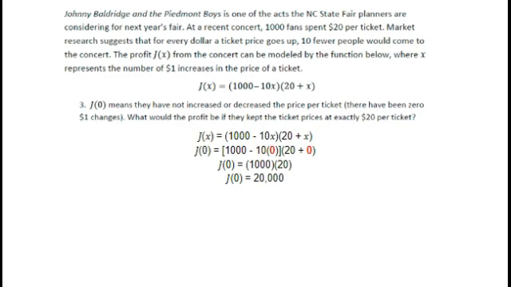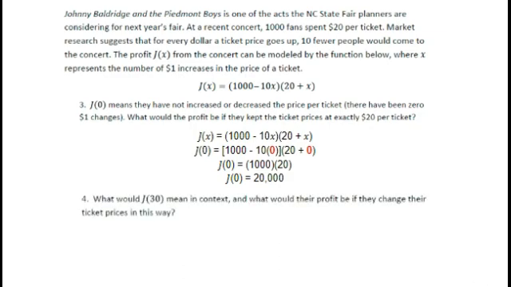And so that represents a $20,000 profit or income if they don't increase or decrease the ticket price at all. So if they continue to sell the tickets for $20 a piece, they would make a $20,000 profit, and they would have 1,000 people attending. And you can see the 1,000 is still there times the $20 per ticket.